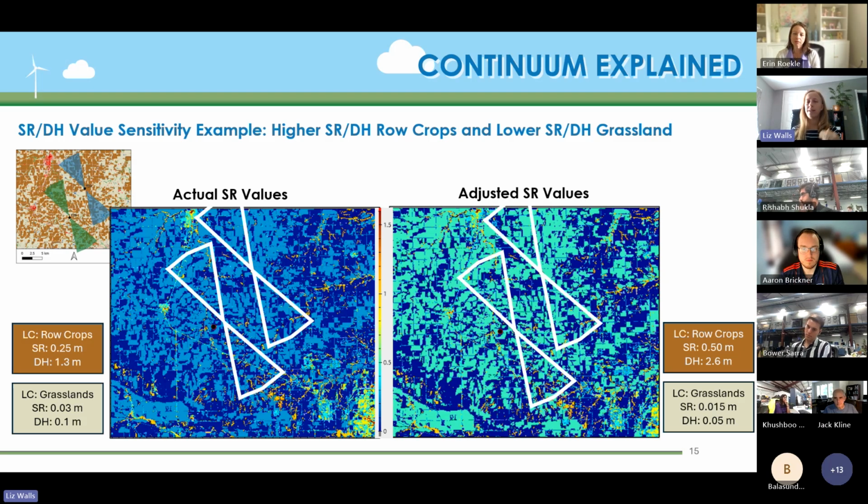For our sensitivity, we doubled the roughness and displacement height in the row crop. So now it's 0.5 meter in roughness, 2.6 meters in displacement height, and again, made the grassland smoother and with this lower displacement height. So divided everything by 2. We wanted to see how that will impact things.